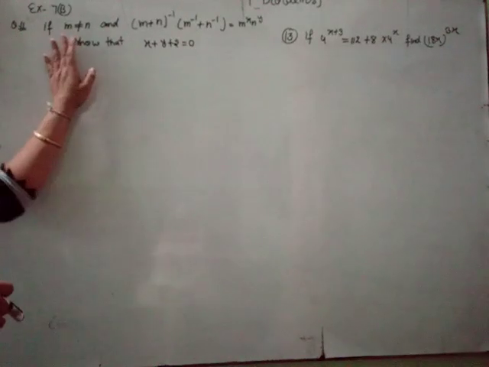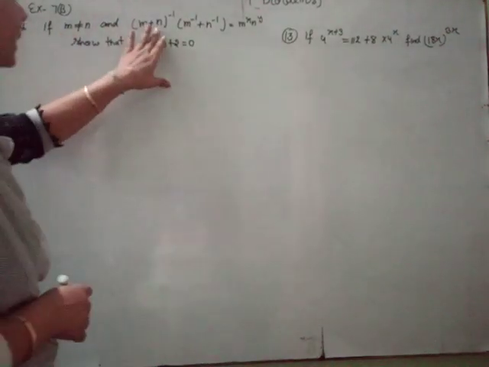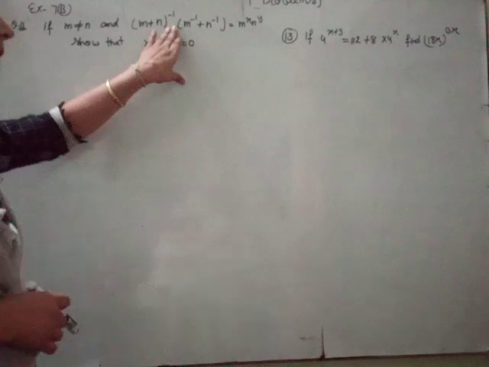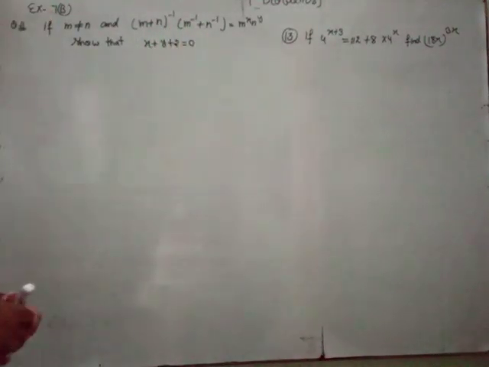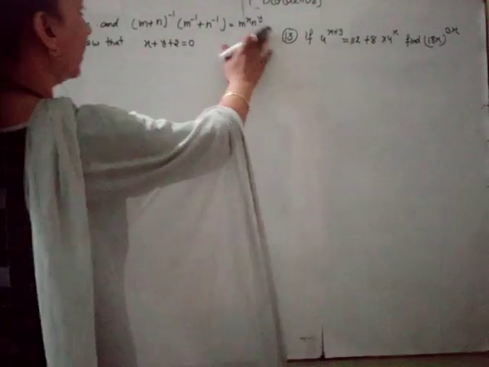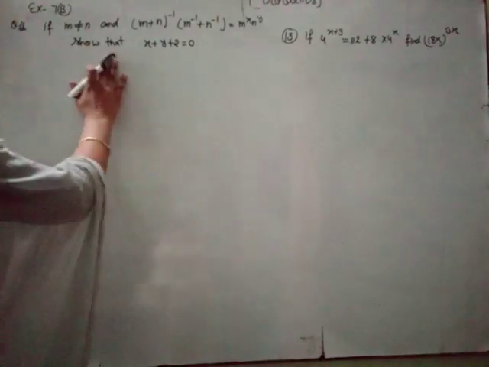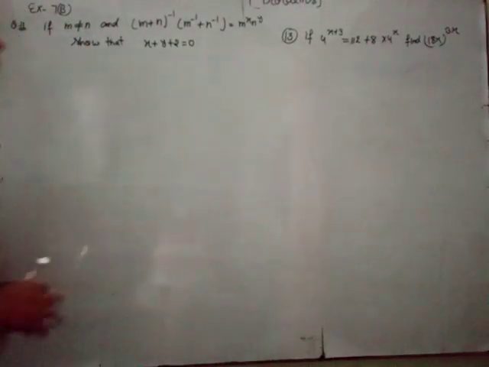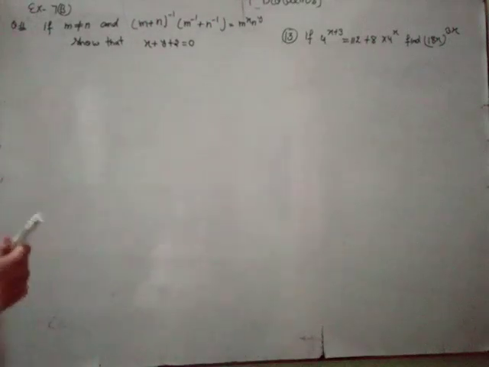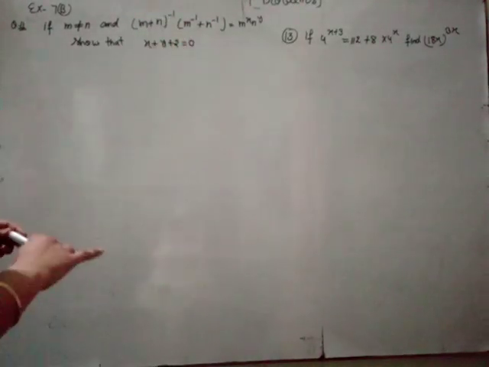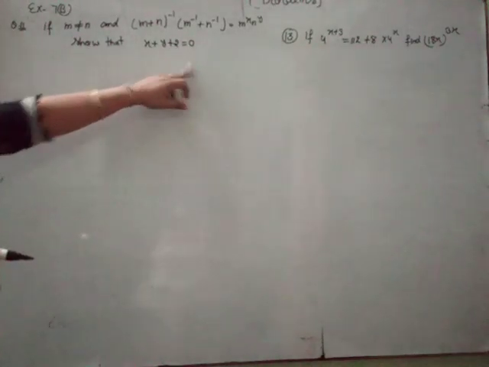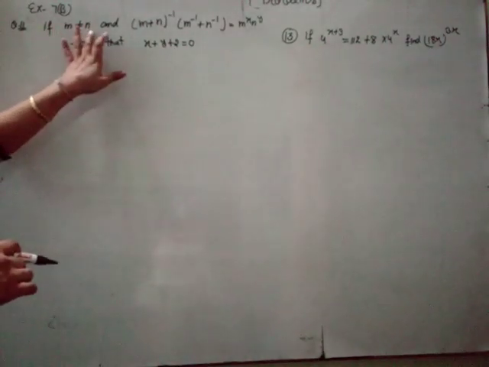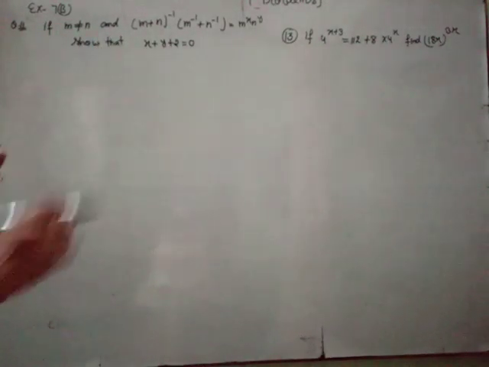If m is not equal to n and (m plus n) raised to the power minus 1 into (m raised to the power minus 1 plus n raised to the power minus 1) equals m^x n^y, show that x plus y plus 2 equals 0. Okay, with the help of this we have to show that x plus y plus 2 equals 0, and m and n are both not equal to 1.